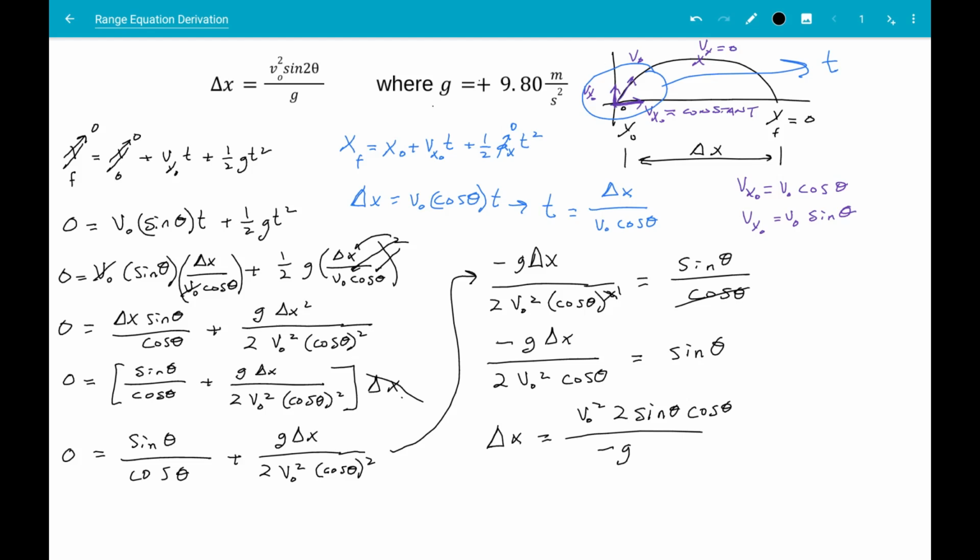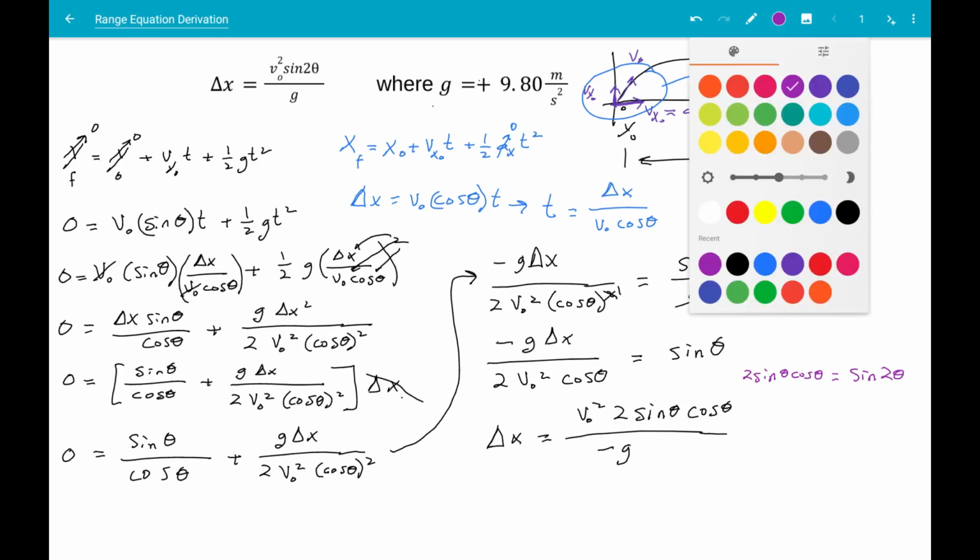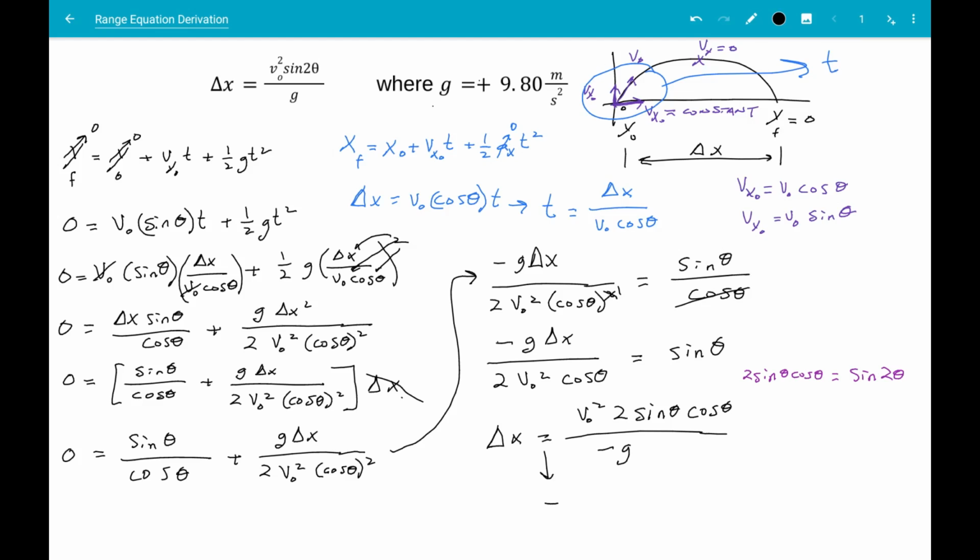Oh, I can now see, can you see that? The negative g, the negatives get canceled out. In other words, we're going to get that positive. So that's where that came from. But what the heck is going on here? 2 sine cosine theta. Well, we're going to have to go back to our trig class. And I'm going to write it right here on the right. 2 sine theta times cosine theta has a trig identity of sine 2 theta. Check it out. You can look it up online or in a textbook. So now we have derived the range equation.